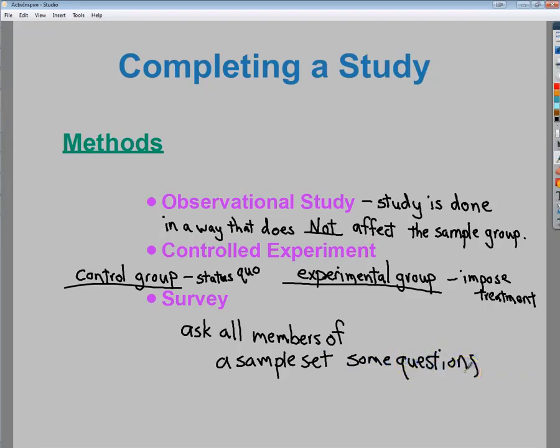So in the first case, you're just observing what they're doing. In the second, you're splitting them into two groups, applying a treatment to the experimental group, and seeing if they're affected, if their lives change in some way compared to the control group, which is the status quo and doesn't change. It's like you were never even involved. And the last one is a survey, where you basically just ask all the members of your sample set some questions. Now, you can add bias in the survey questions, but I'll have a different video on that in the future. So that's it, completing a study, sampling a set, and looking for bias in that sample set.